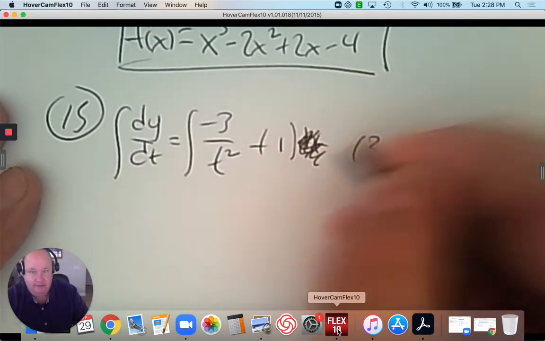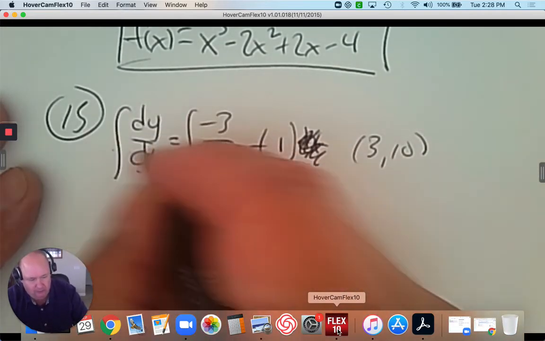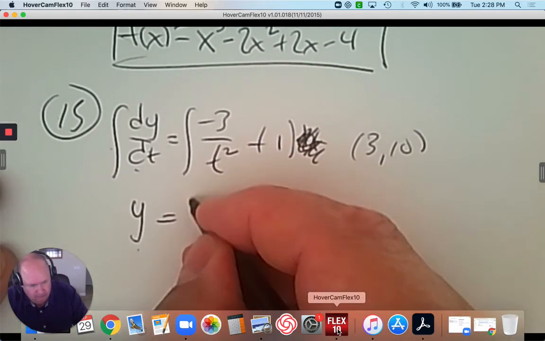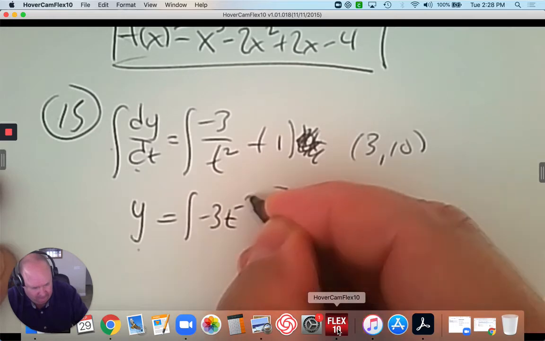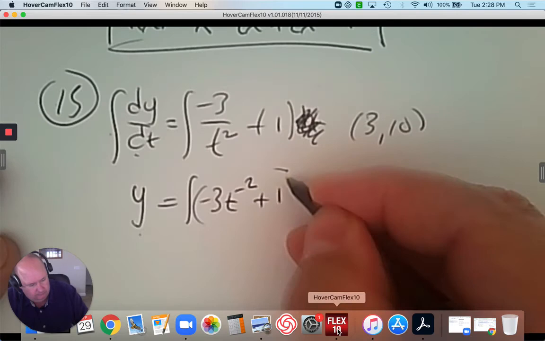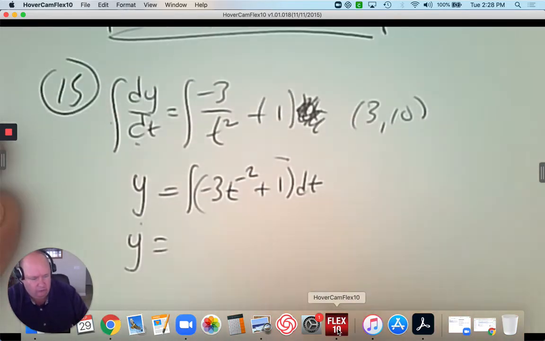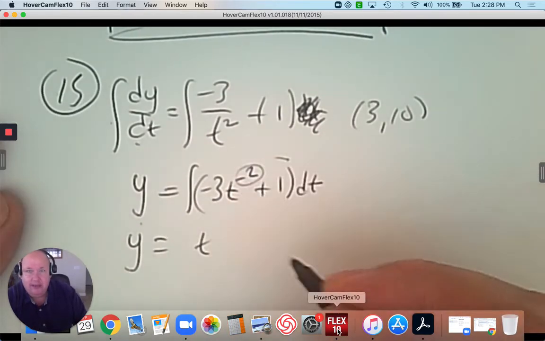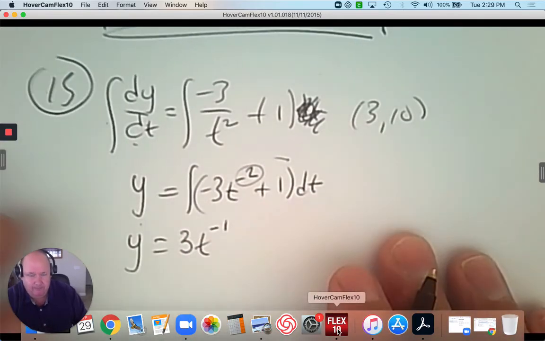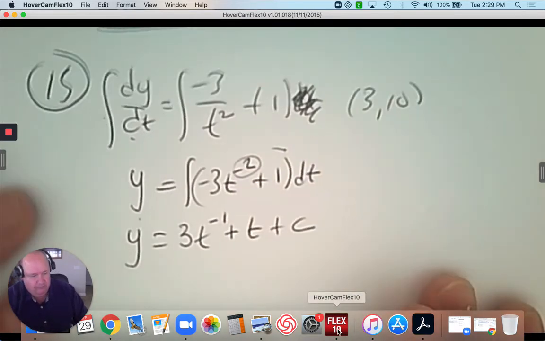We don't need the dt because it's already there on that side. We're going to integrate both sides to know what y equals. When you integrate a derivative, that gives you what y equals. They undo each other. For this side, I'm going to write this as negative 3t to the negative 2. You still need that dt there. Now we do the calculus rules. Add 1 to the exponent. So negative 2 plus 1, that's negative 1. And when you divide, that becomes positive 3. A 1 becomes 1t, and then the constant. So there's the function.